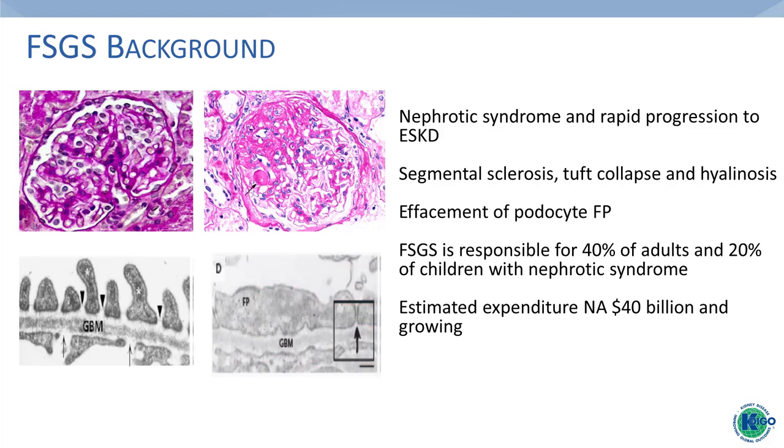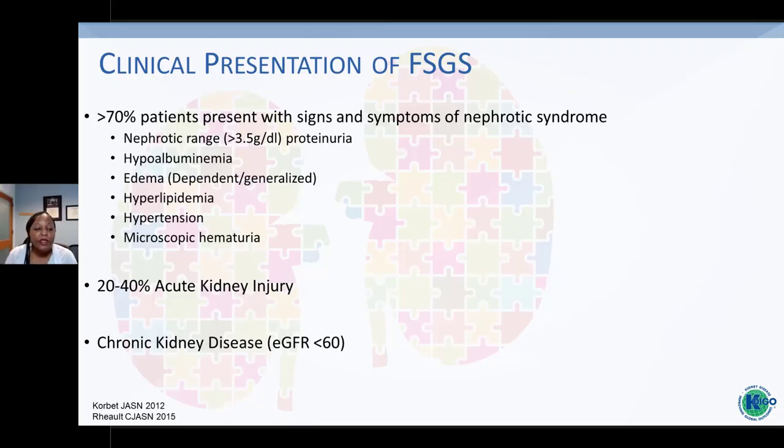So 40% of adults and 20% of children with nephrotic syndrome are going to have FSGS as a cause of their nephrotic syndrome. And this is an expensive disease with an estimated expenditure in North America of $40 billion, and that number is rapidly growing. Roughly 70% of patients with FSGS present with signs and symptoms of nephrotic syndrome.